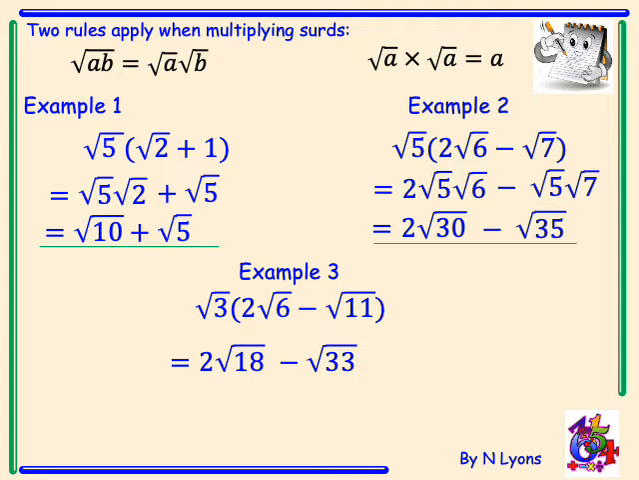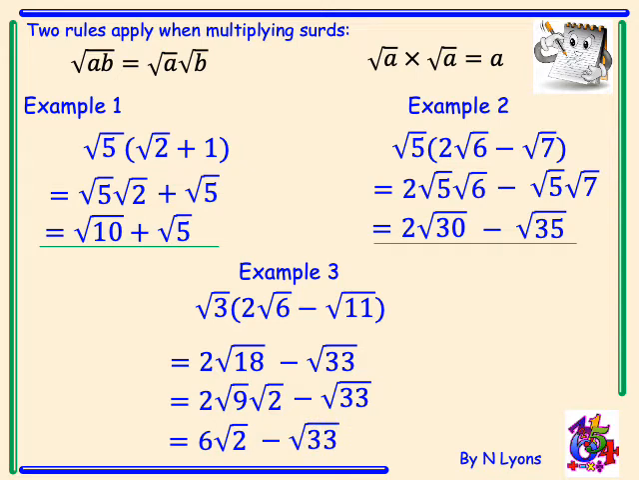The biggest square number that will go into 18 is 9. So 9 2s are 18. So what I'm going to do in the next line here is rewrite our root 18 as root 9 multiplied by root 2. And we'll still have our minus root 33 at the back. And then the square root of 9 is 3. Now that number 3 can get multiplied with the 2 at the front, so the answer is 6 root 2 minus root 33 at the end there.